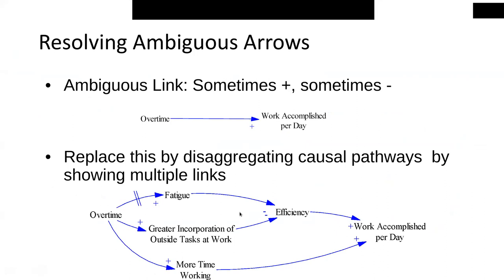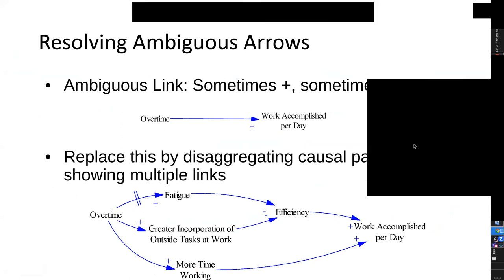And you have this pathway through fatigue, efficiency, work accomplished per day, and this pathway through more time working. If I have a pathway like that, I've already figured out the polarity associated with each of these links. How do I know the polarity from the start variable to this end variable here? How do I determine that? Anyone? Do a product of all the, so throughout the link, do a product of signs? Product of signs is the operative word.